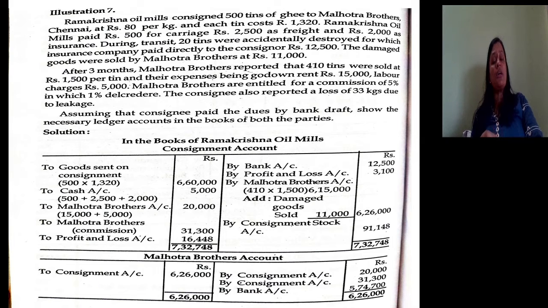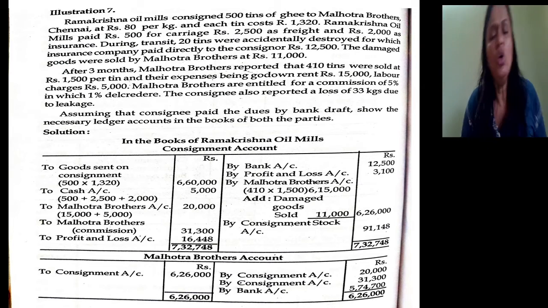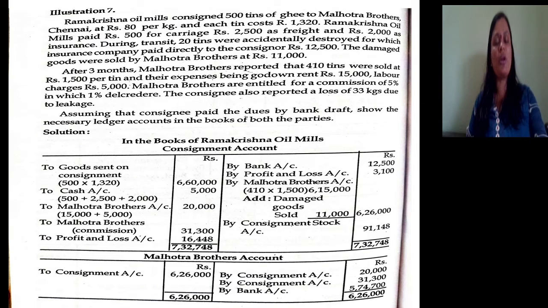See, let me start reading the first sentence. Ramakrishna Oil Mills consigned 500 tins of ghee to Malhotra Brothers of Chennai at rupees 80 per kg, and each tin cost 1320. So whenever consignor sends goods to consignee, the journal entry is consignment account debtor to goods sent on consignment account. 500 into 1320 means 6,60,000.